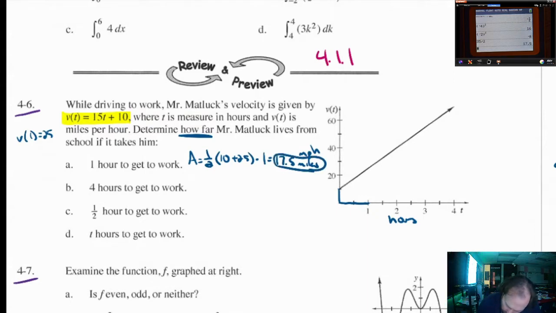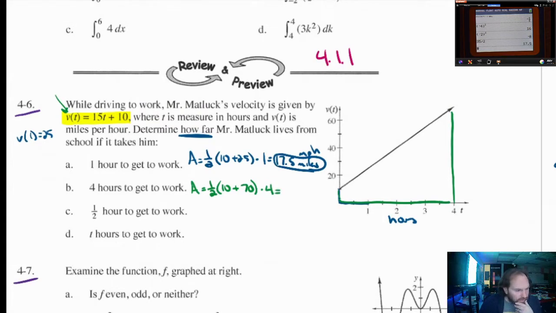4 hours to get to work will be kind of the same game. Now we'd be looking at this green trapezoid, but pretty much everything is going to be the same. In fact, the only thing that's going to change is the second number. We got it last time by plugging in 1 into the function. This time we're going to have to plug in 4 to that function. 15 times 4 is 60. 60 plus 10 is 70 times, and this time times 4.